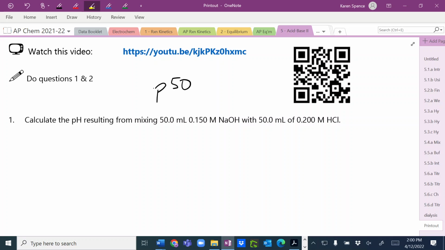So the first thing you want to do with any question like this is look at the volumes and the concentrations, and you also want to look at the species that you are dealing with. So what is that thing there? It's a base. What kind of a base? It's a strong base. And what do we have here? We have a strong acid.